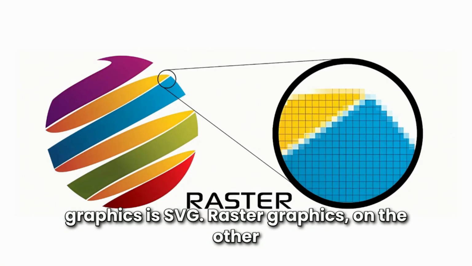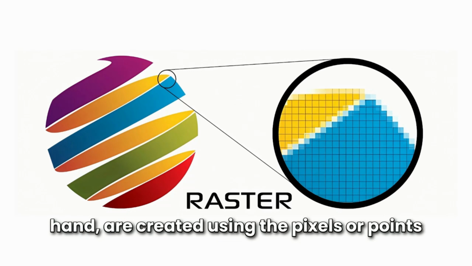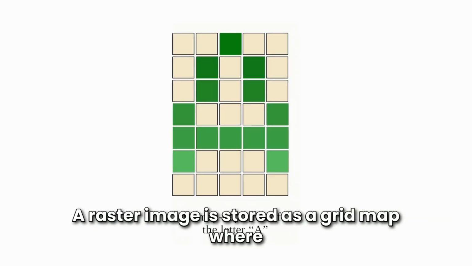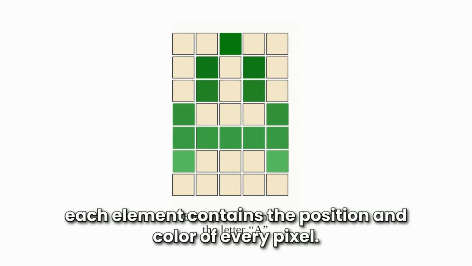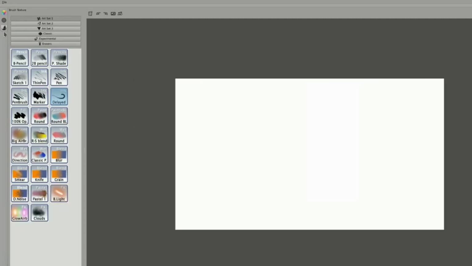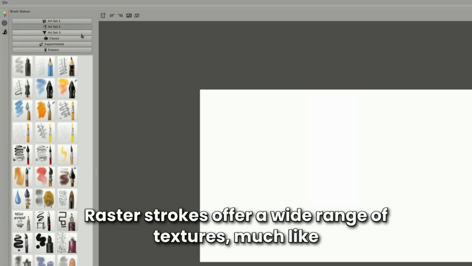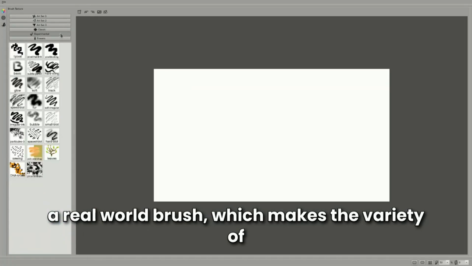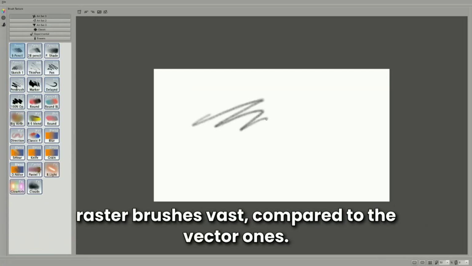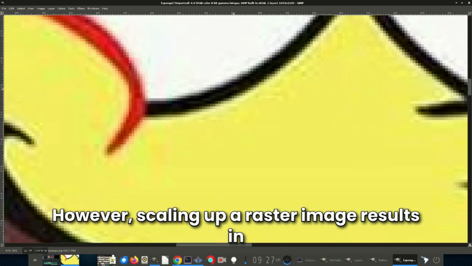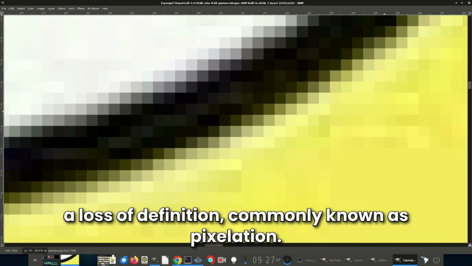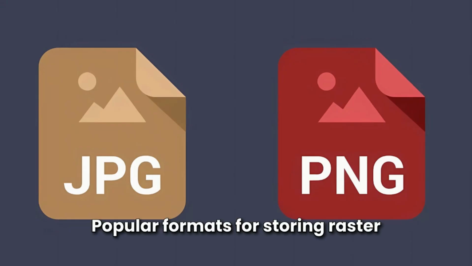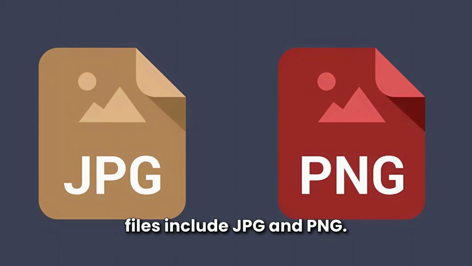Raster graphics, on the other hand, are created using the pixels or points that make up the computer screen. A raster image is stored as a grid map where each element contains the position and color of every pixel. Raster strokes offer a wide range of textures, much like a real-world brush, which makes the variety of raster brushes vast compared to the vector ones. However, scaling up a raster image results in a loss of definition, commonly known as pixelation. Popular formats for storing raster files include JPG and PNG.